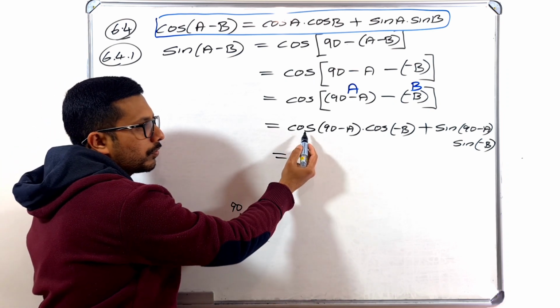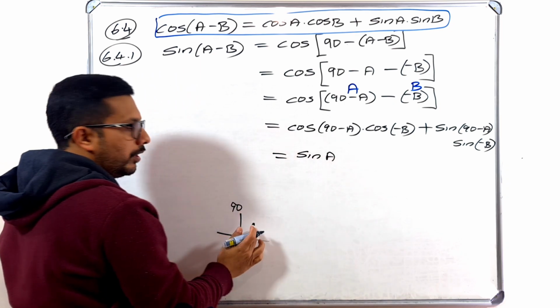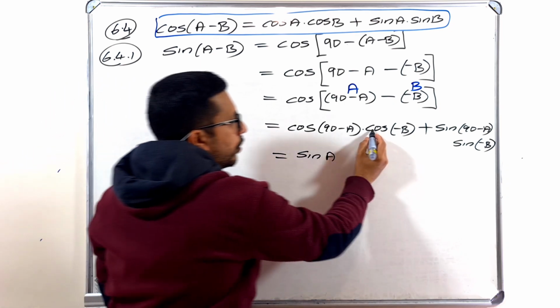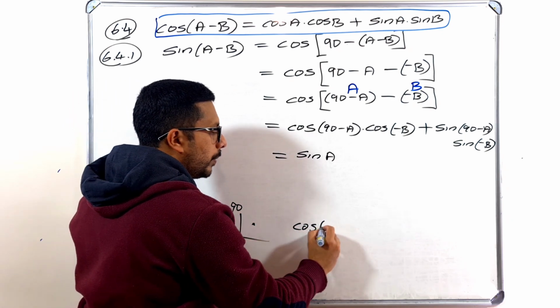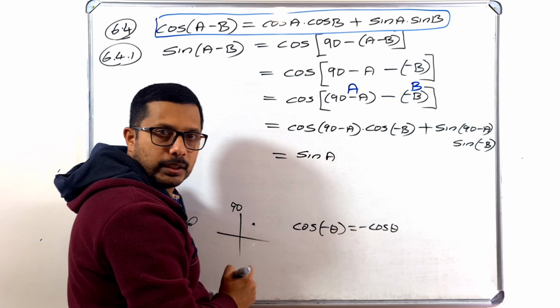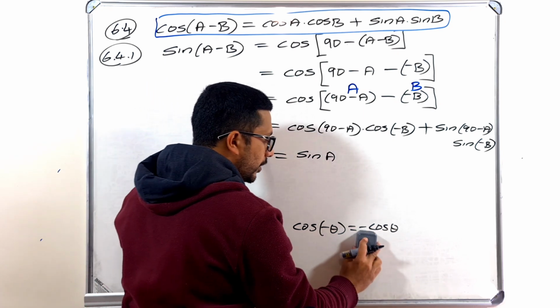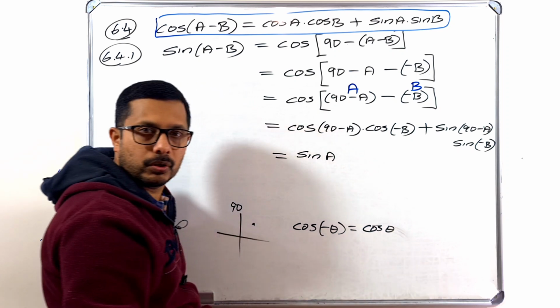What is the cofunction of cos? Sine, and it is positive because in the first quadrant everything is positive. Cos of minus b, as I told you in the last question, cos of minus theta is the same as positive cos theta.